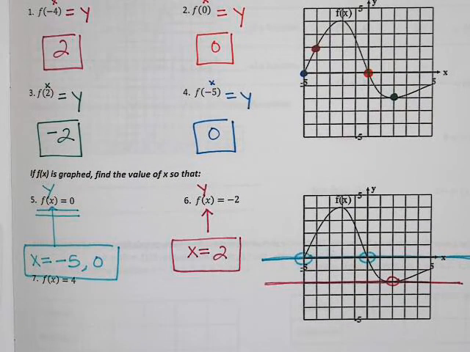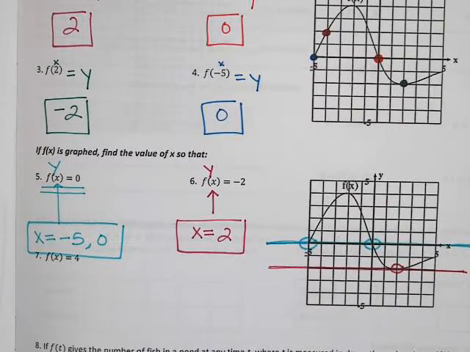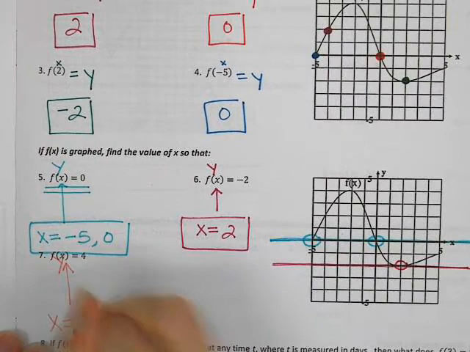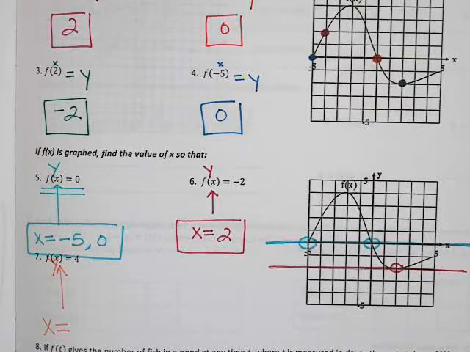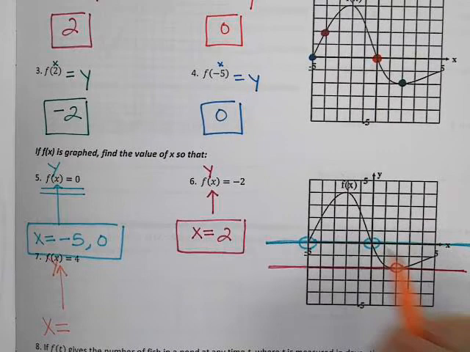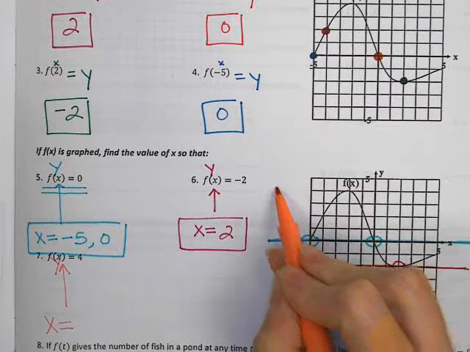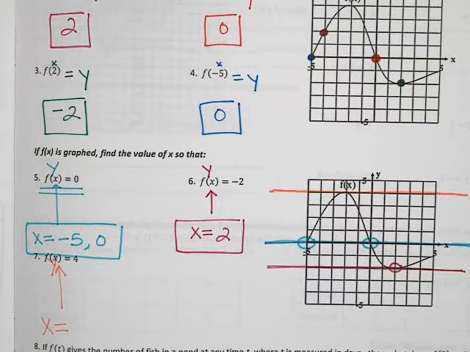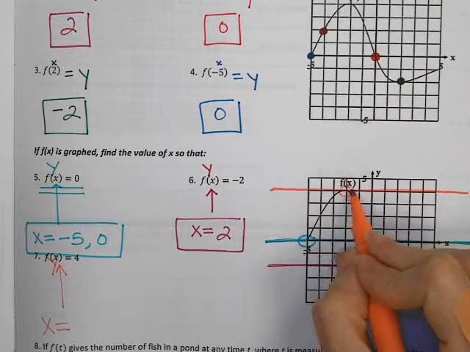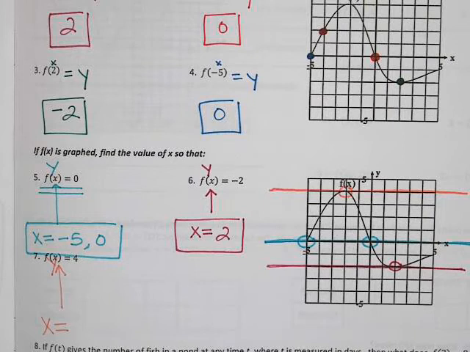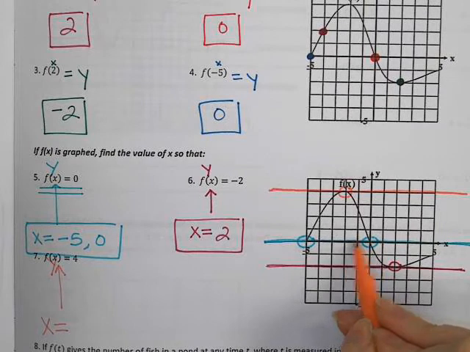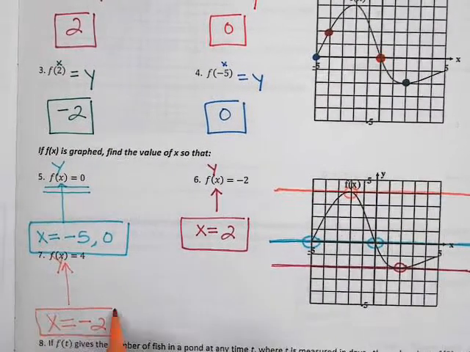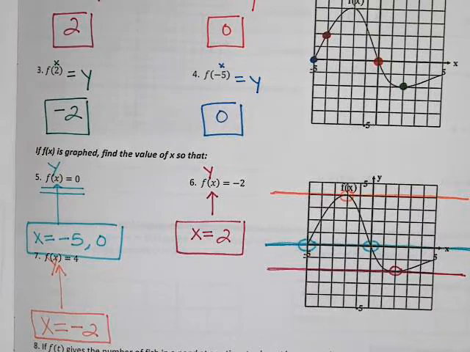All right, last one here, number 7. So again, same thing. This one's saying that y equals 4, and it wants you to find the x. So it's saying when y is 4, what is the x? So let's find y is 4. 1, 2, 3, 4. Okay, y is 4 up here. When does the graph hit 4? And that's right here. What is the x value there? And the x value is negative 2. So x is going to be negative 2. Okay, so that's functions based on a graph.